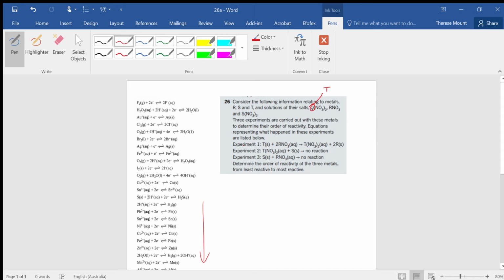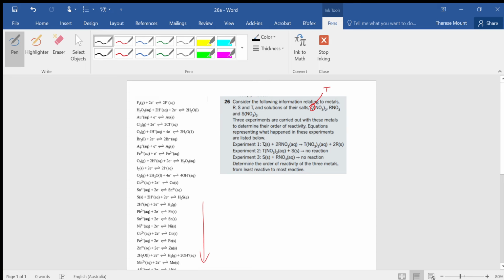Okay, we've got experiment 1, 2, 3, and we need to order the metals. So where there's an S, that tells me they're the metals that we're talking about. Okay. We need to rank them from least reactive to most reactive using this information. All right, so what have we got here?